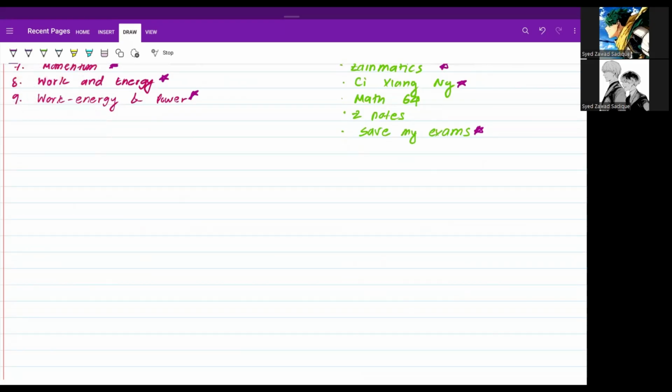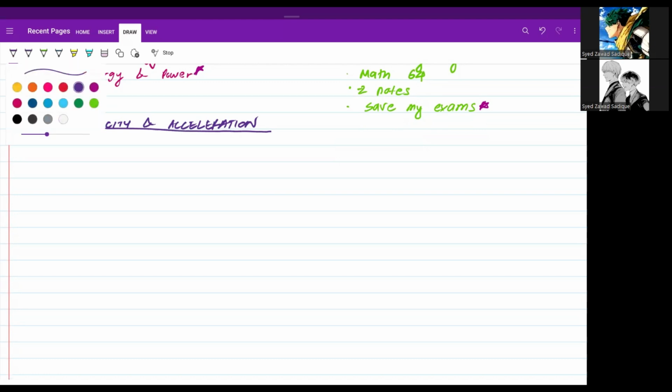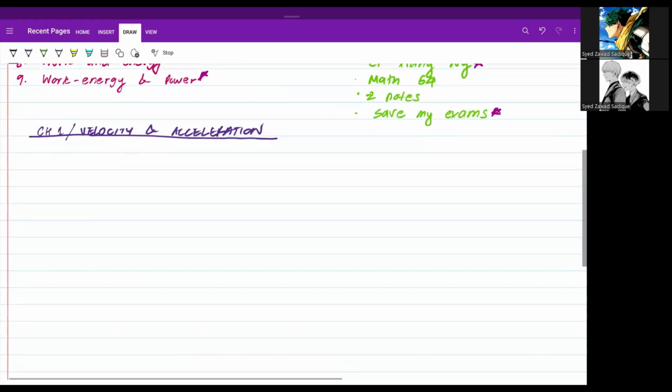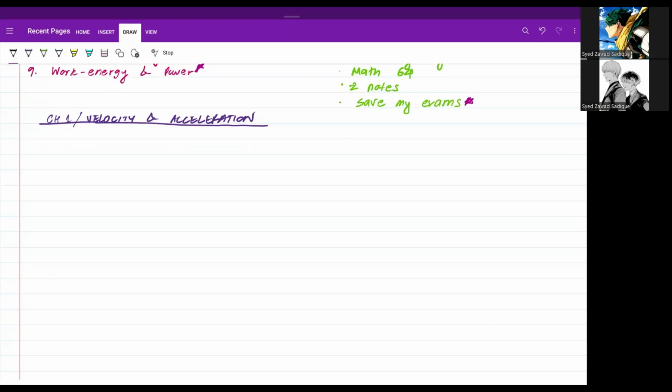So chapter one is velocity and acceleration. For velocity and acceleration, there are a few things that you have to know. It's very simple. It's one of the most straightforward chapters.